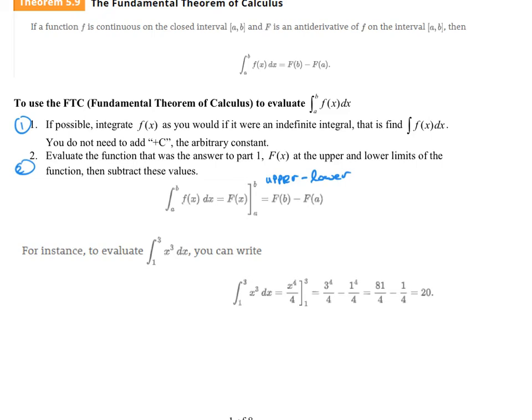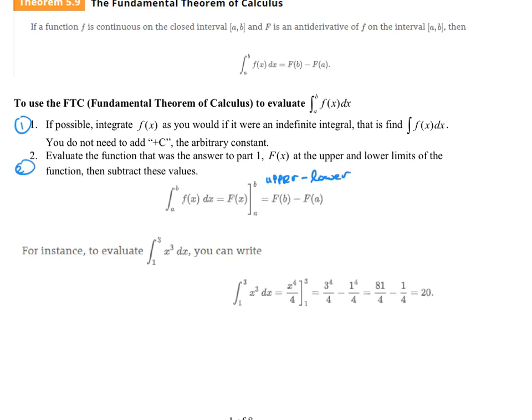We just found a very simple, easy way to connect the idea of area, the idea of derivatives and antiderivatives, and put it all together, and we are now able to find the area of a shape that has nothing to do with rectangles, triangles, semicircles. We can find the area of any curve extremely quickly. Integrate it like you would an indefinite integral, plug in the upper limit, plug in the lower limit.